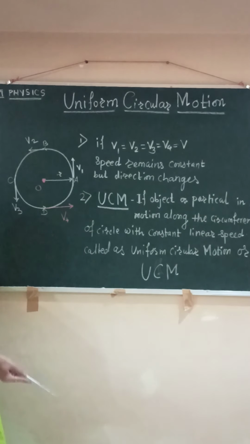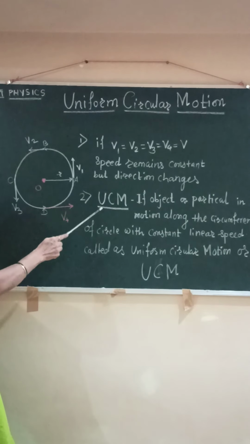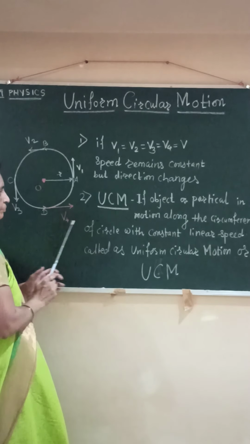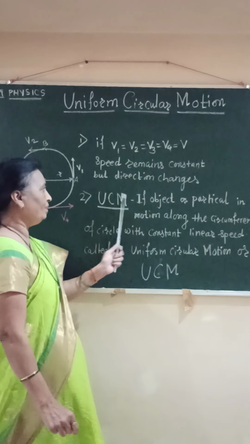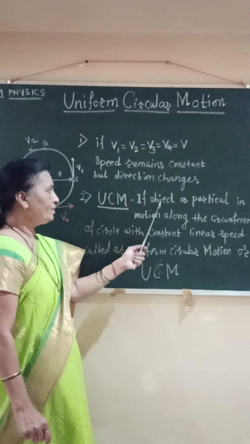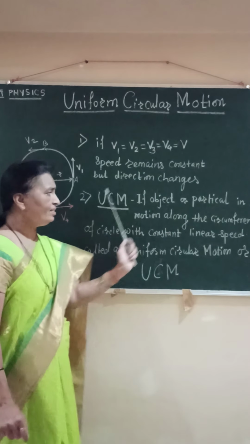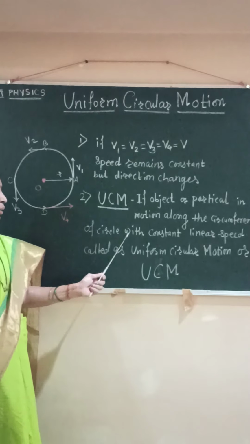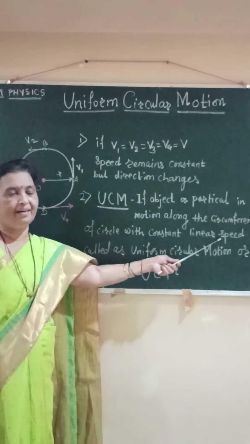So to define uniform circular motion of the object, we can say: if the object or particle is in motion along the circumference of a circle with constant linear speed.